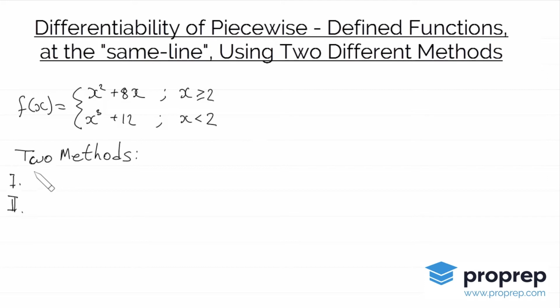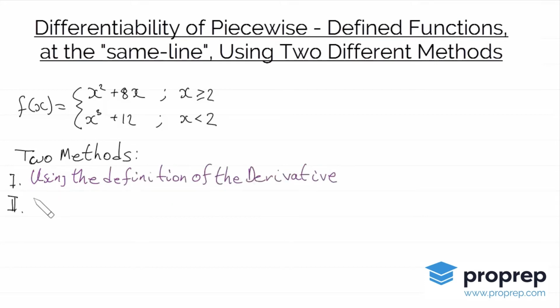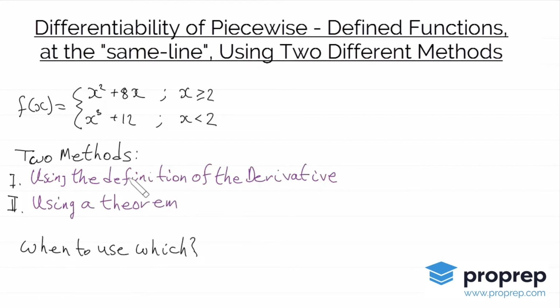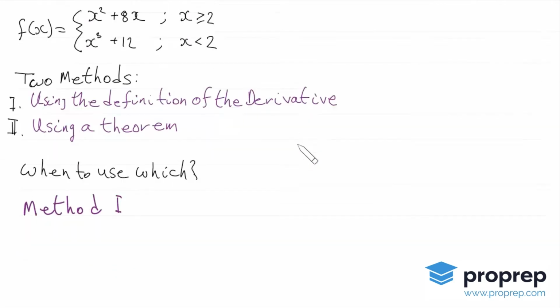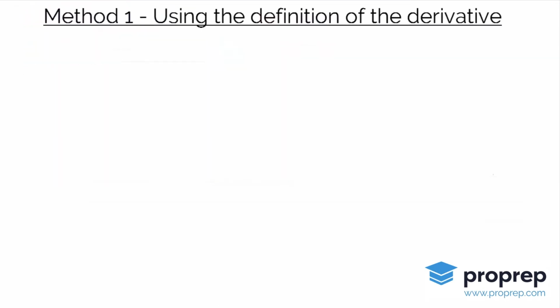The first method will be using the definition of a derivative, and the second method will be using a theorem. And at the end, I'll say a few words about when to use each of these methods for finding the differentiability. I'm going to start by showing method 1, and it's probably best to start on a new page.